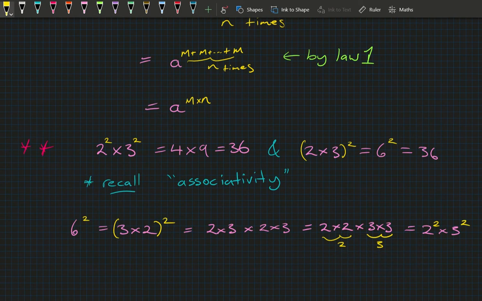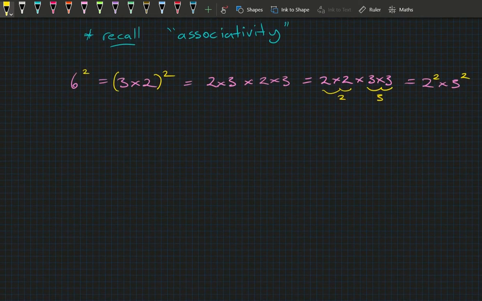So once again, hopefully starting off with numbers makes it easy for you to understand, because after I give you this law, we're going to justify it with algebra again. But anyhow, law 4 is a times b, all raised to the power of m, is equal to a to the m times b to the m.